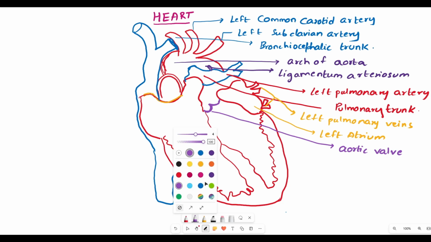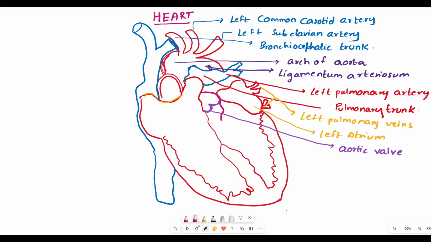and here at this position there will be presence of one more valve. So this pink colored structure is called as bicuspid valve. And this bicuspid valve can also be known as mitral valve. So these pink colored openings are called as bicuspid valve.